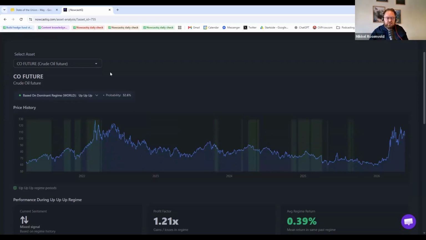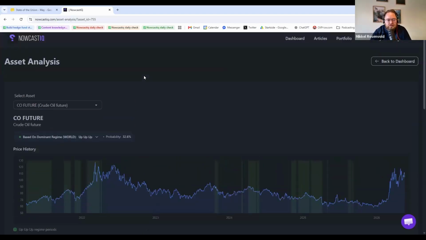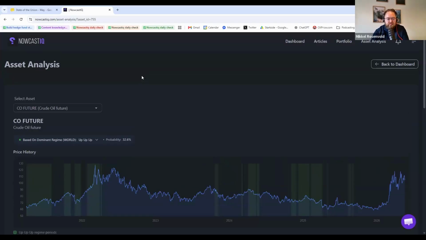I like to see, oh, there's a big chance in oil. Is there something else going on right now in oil? Probably. And obviously our models in quotation marks don't know that. They don't know there's an Iran war going on, if you know what I mean. They're just calculating objectively. So that is the asset analysis that I really, really like.